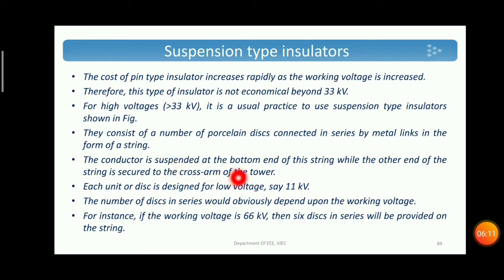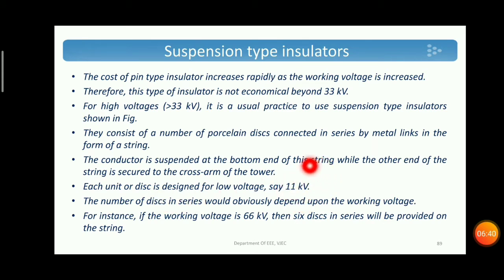The conductor is suspended at the bottom end of the string, while the other end of the string is secured to the cross arm of the tower. The insulator is suspended from the tower, and at the lower end there will be conductors. Each disc is designed for low voltage, say 11 kV. There will be a number of discs, and each disc will be designed for low voltage, say 11 kV.